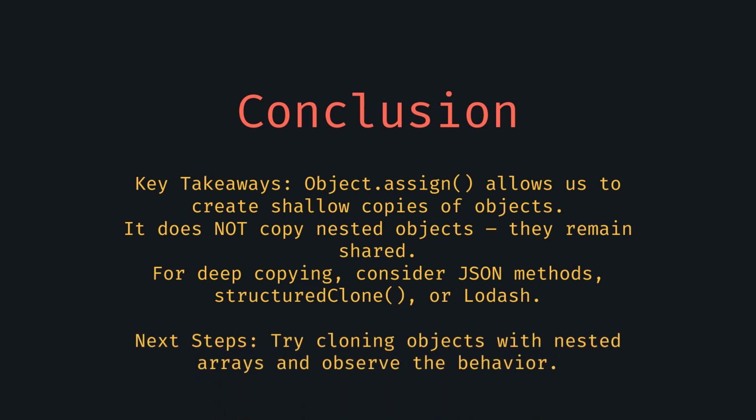In summary, we now understand how shadow cloning works in JavaScript. Next, try experimenting with objects that contain nested arrays or functions. If you need a deep copy, explore using structuredClone or recursion.